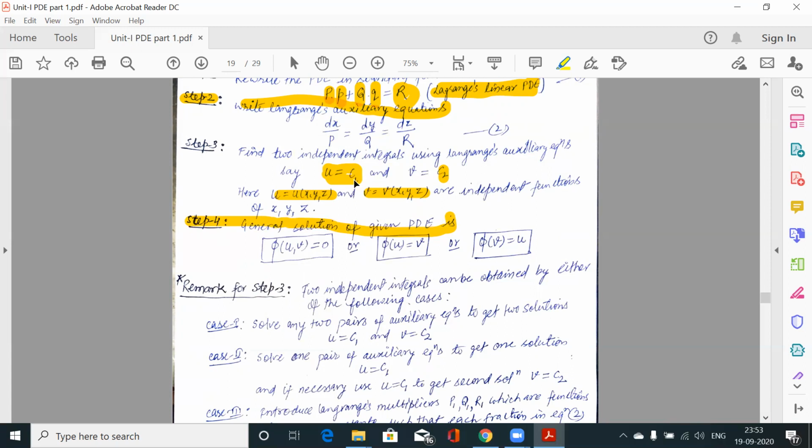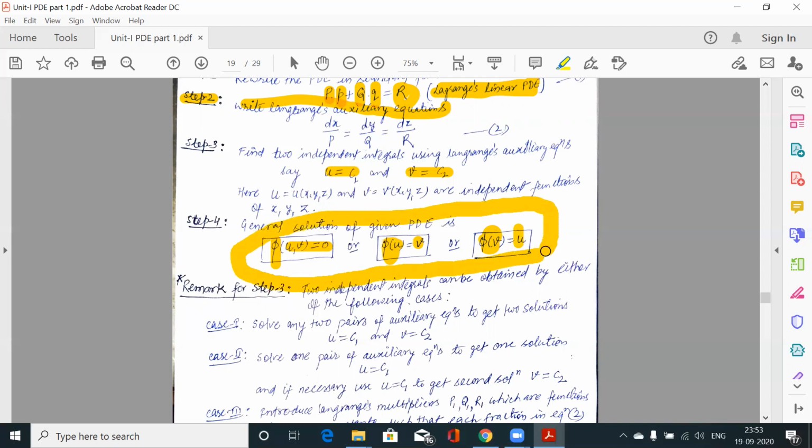So this is our first integration. These are our two integrations. u is equal to c1, v is equal to c2. So the general solution can be written in any of these three forms. Phi, meaning an arbitrary function of u, v is equal to 0, or an arbitrary function of u is equal to v, or an arbitrary function of v is equal to u. We can use any of these three forms of the general solution.